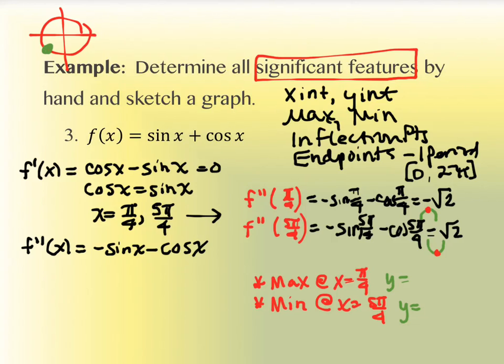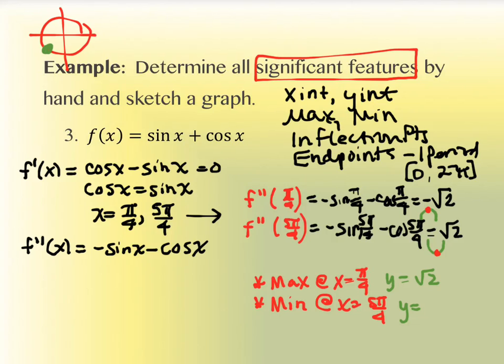How do we find the y value when we know an x value? We plug it into the original equation. Now, the original equation is almost the same as the second derivative, isn't it? So if I plug pi over 4 into the original equation, I've got sine of pi over 4 plus cosine of pi over 4. What's the sine of pi over 4? Square root 2 over 2. What's the cosine of pi over 4? Same thing, square root 2 over 2. What happens when I add square root 2 over 2 plus square root 2 over 2? What is it, Tyler? Square root 2. It's a square root of 2, you bet.